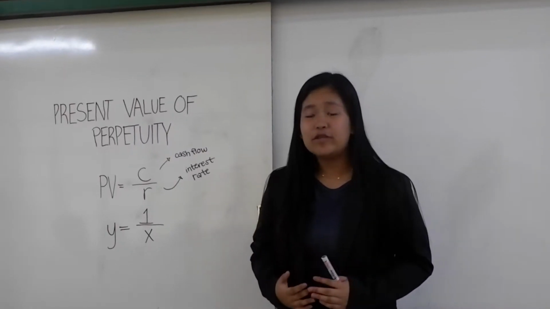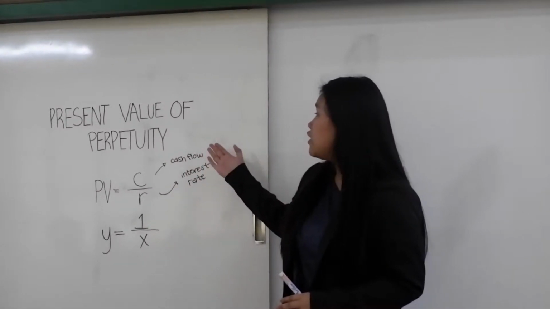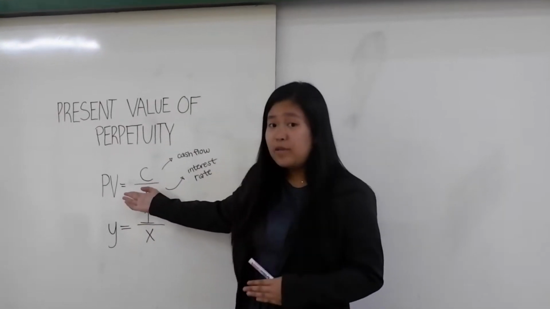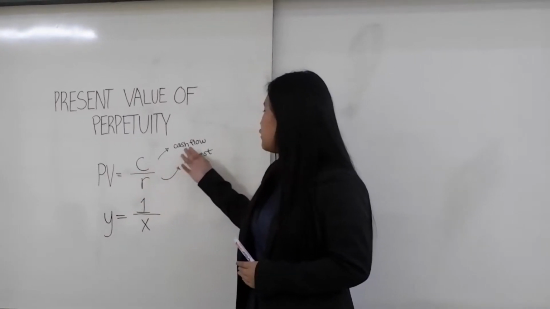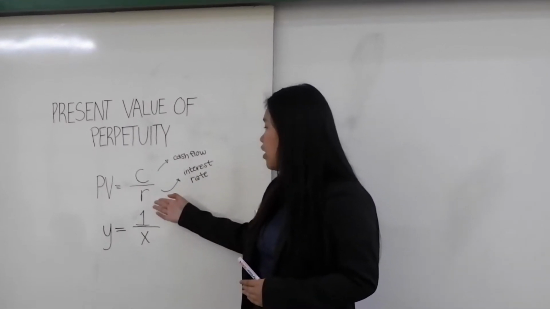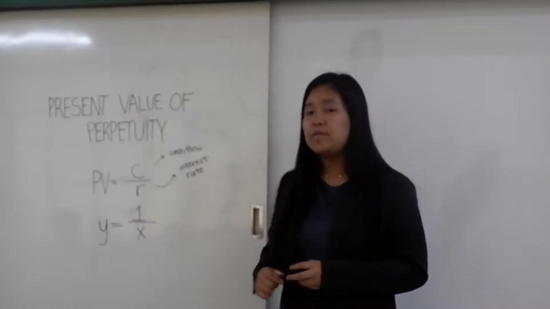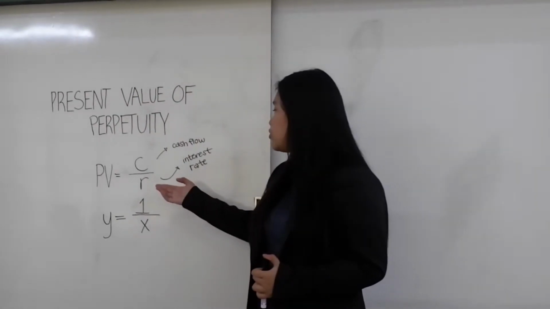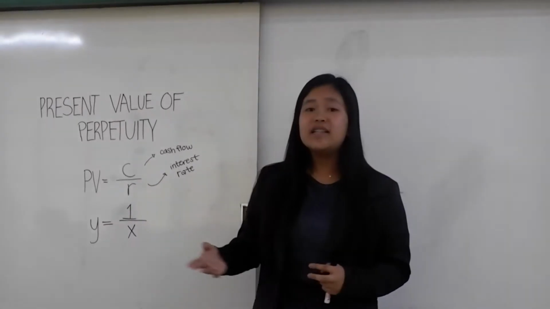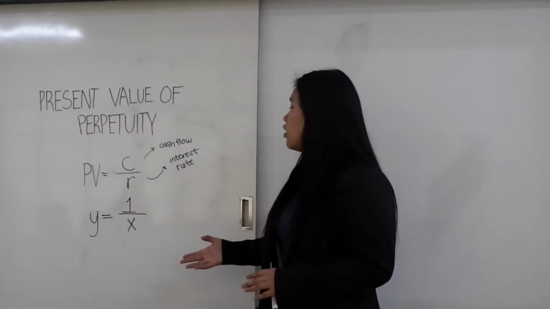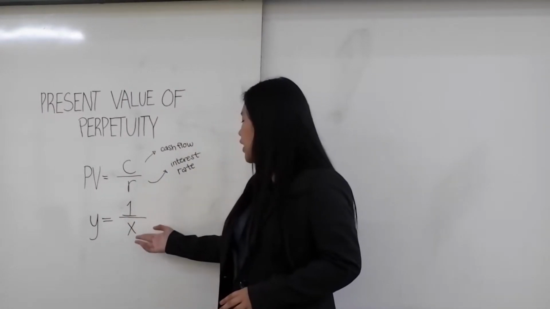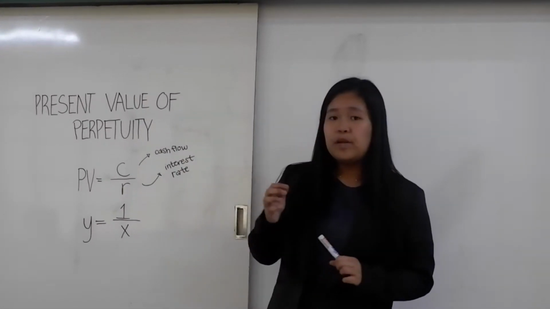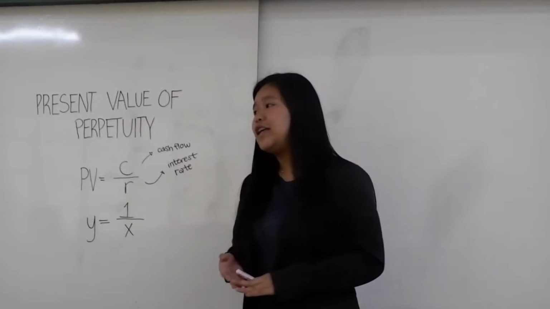Hi everyone, I'm Regina Cruz, and today I will be presenting the present value of perpetuity, where PV, the present value, is equal to cash flow C over interest rate R. The proposed function for this perpetuity is a rational function, but the researchers have found that when you substitute a value for C and R, it divides itself and becomes a constant function. Also, y is equal to 1 over x is not a realistic function for business math in the field of finance.